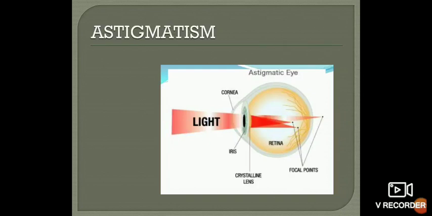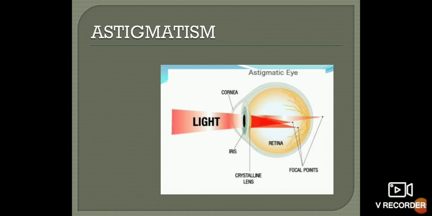So good morning. So today we will start with another refractive error, that is astigmatism. In the last two lectures we have seen myopia and presbyopia. Remember, presbyopia is not a refractive error. It is just a physiological insufficiency of accommodation. So it is a physiological change, not a refractive error.